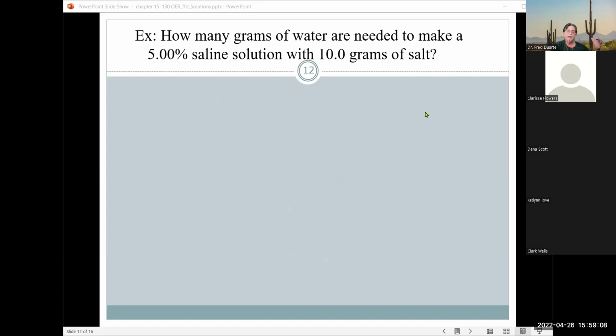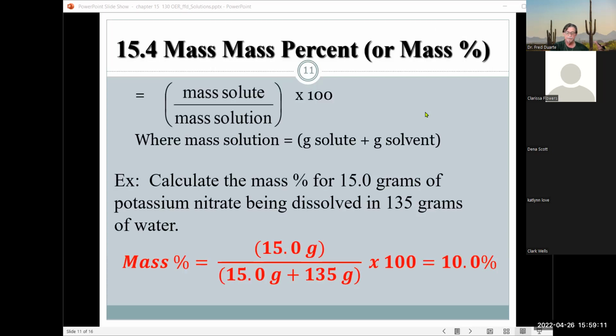Now, occasionally, notice here we've been given the mass of the water. You've been given the mass of water, but it is feasible that the mass of the water could be an unknown. You know the mass of the solute, you know what percentage you're trying to make, so they want you to calculate how much water do I need if I use this amount of solute to give me this percentage of solution.